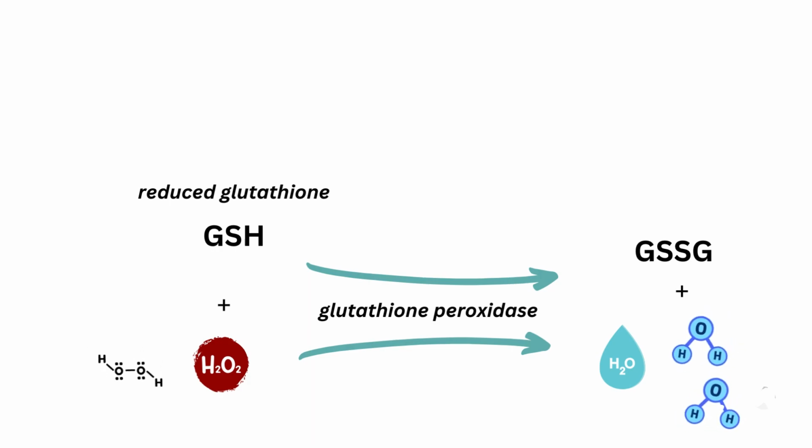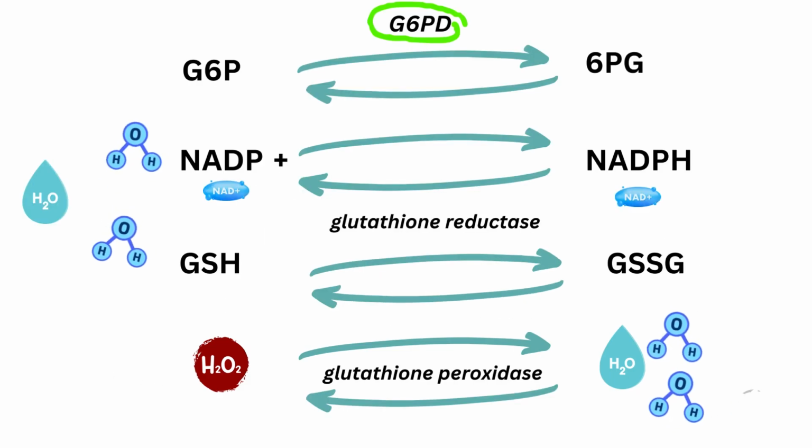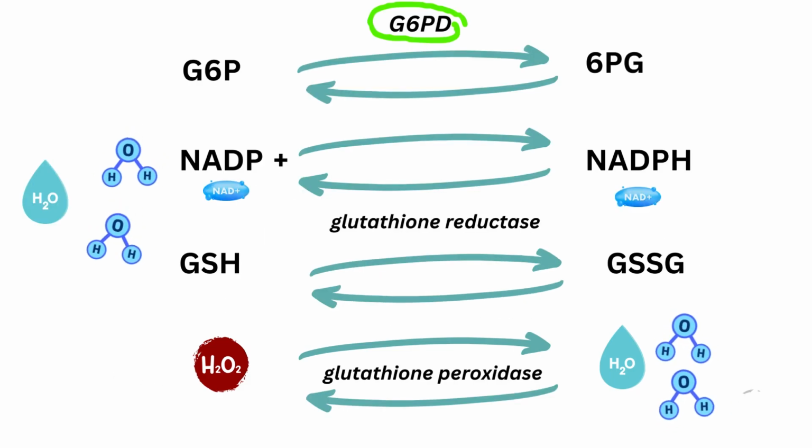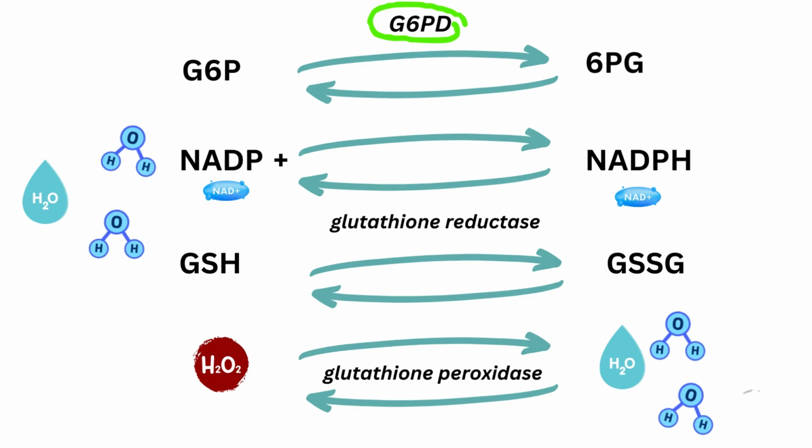As you can see here, glutathione peroxidase will use the reduced glutathione to neutralize and reduce hydrogen peroxide to harmless water. These enzyme reactions are all linked together, but let's simplify in the next slide.